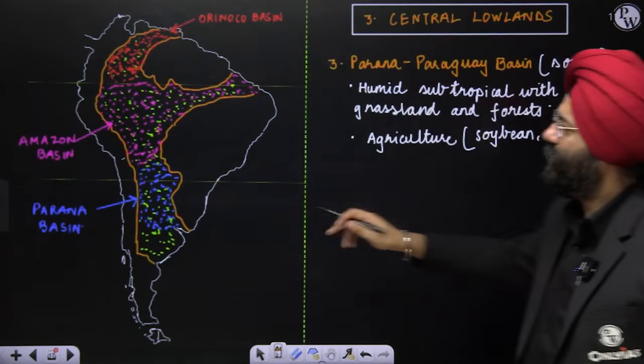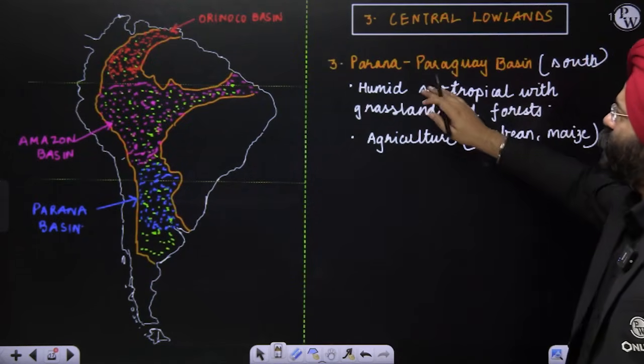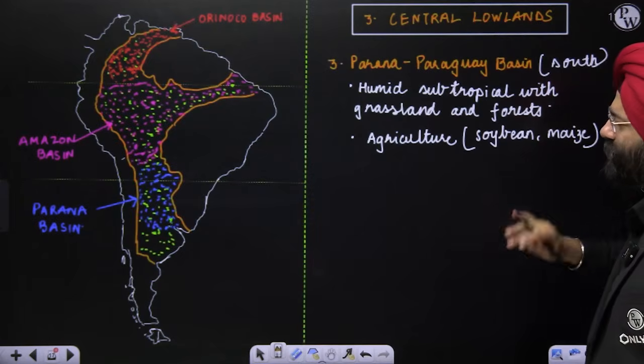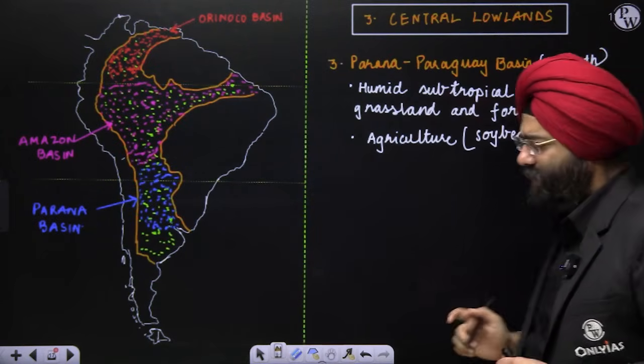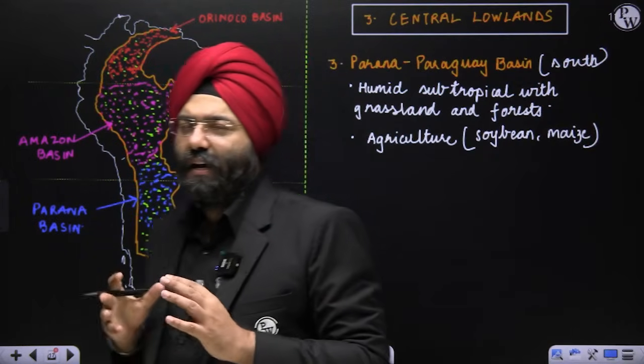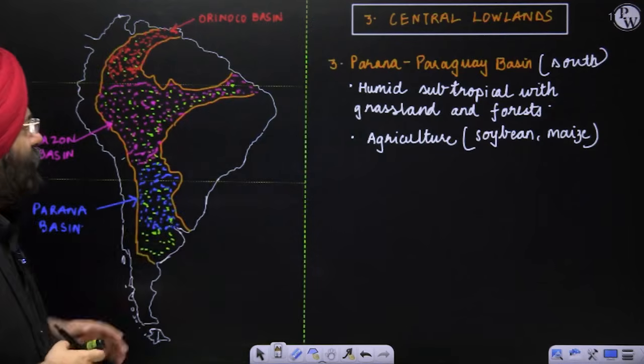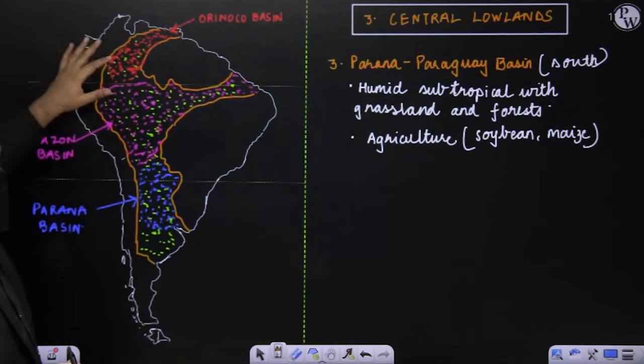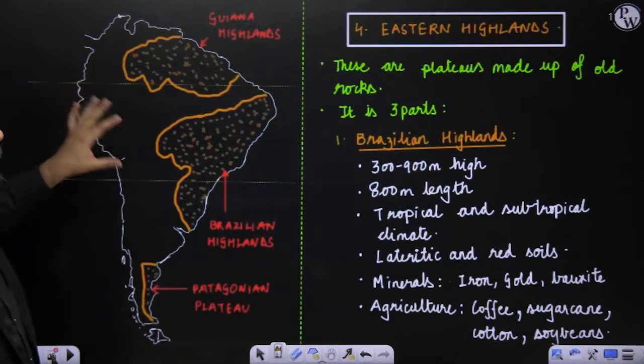Now, third is the Parana Basin. Now, this is a humid subtropical region with grasslands. Agriculture is basically practiced here, where soya bean and maize are the main agricultural production. So, these are the central lowlands that you basically studied. Now comes the last part.